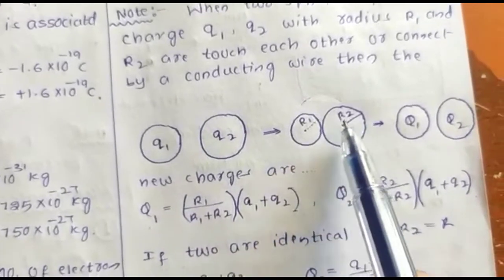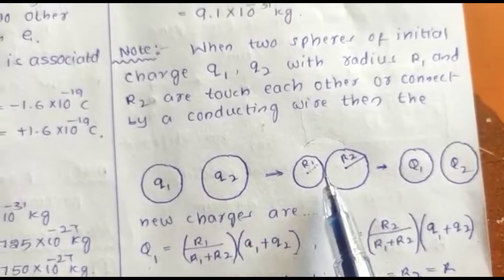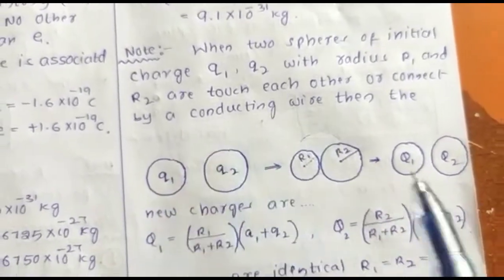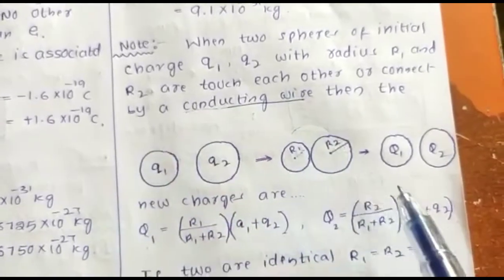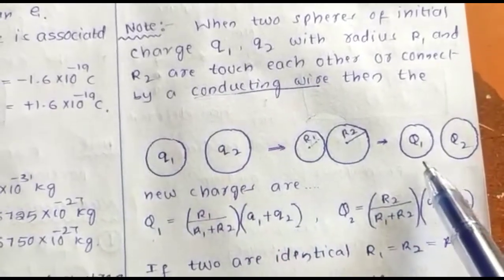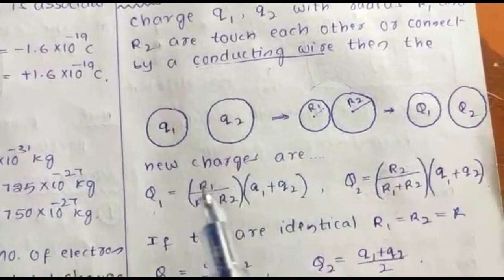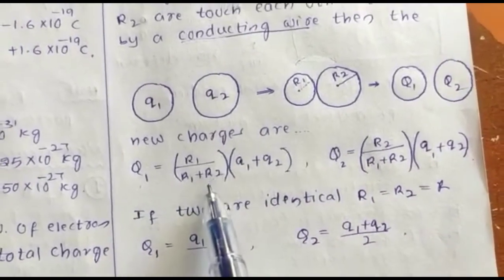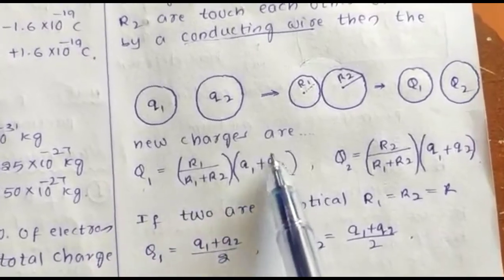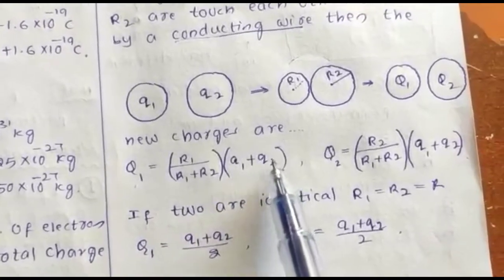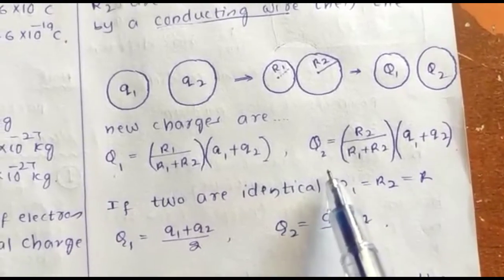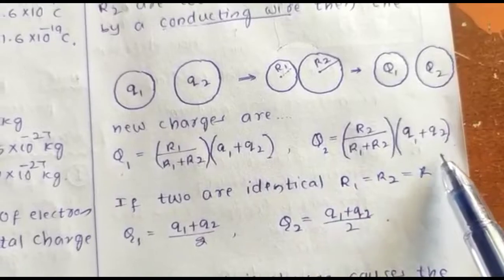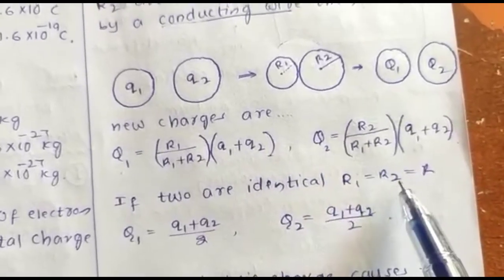When both are in physical contact, either by direct contact or by connecting with a conducting wire, the new charges on the spheres are capital Q1 and Q2. The formula for these: the new charge on the first sphere Q1 is equal to R1 by R1 plus R2 into Q1 plus Q2. Here Q1 plus Q2 is the total charge of the system, and the new charge on the second sphere Q2 is equal to R2 by R1 plus R2 into Q1 plus Q2. These are the new charges on the two spheres.